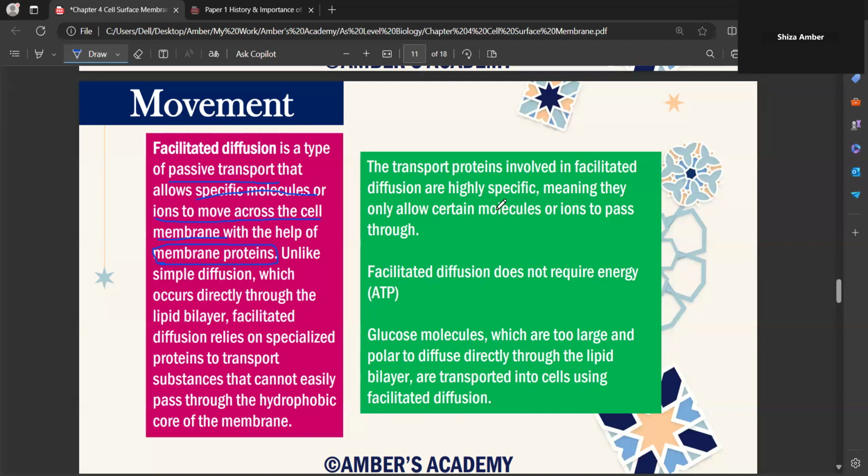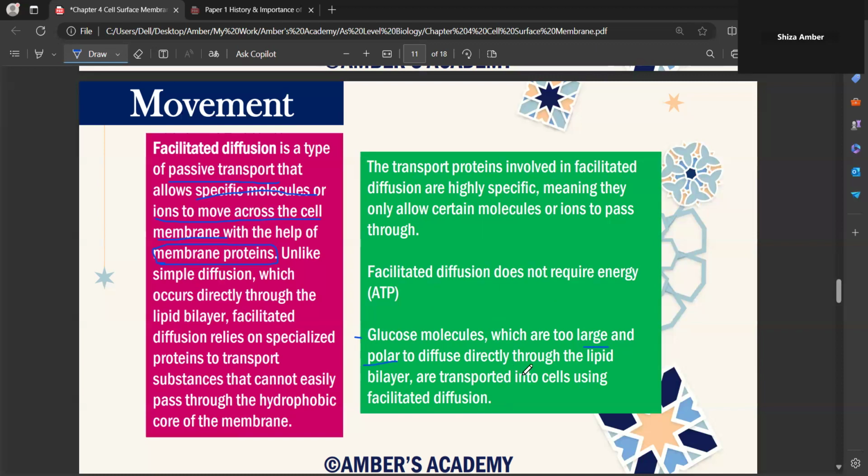And just remember this thing, that transport proteins are involved in facilitated diffusion, and they allow certain molecules or ions to pass through, and this process does not require energy. And this is the example, that glucose molecules are too large and polar to diffuse directly through the lipid bilayer. They're transported into cells using facilitated diffusion.